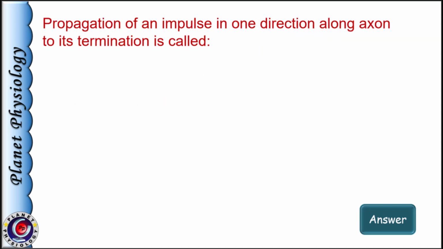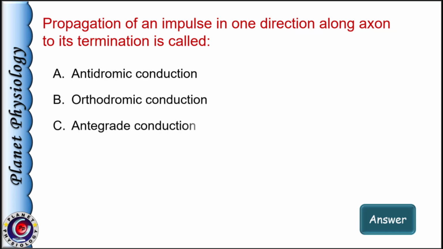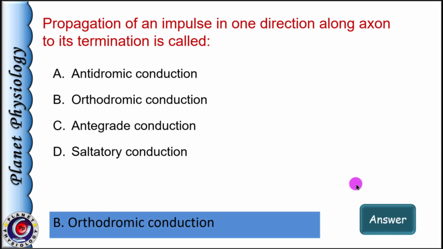Next question. Propagation of an impulse in one direction along axon to its termination is called A. Antidromic conduction, B. Orthodromic conduction, C. Anterograde conduction, and D. Saltatory conduction. Okay, here the correct answer is option B, orthodromic conduction.